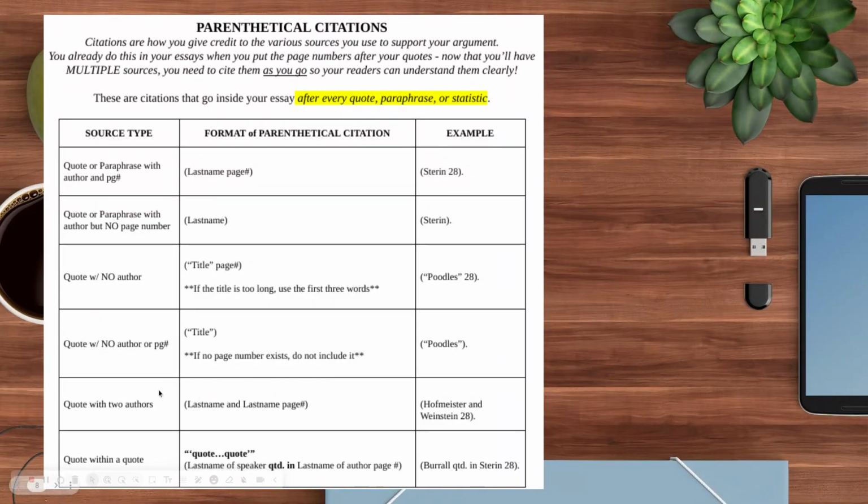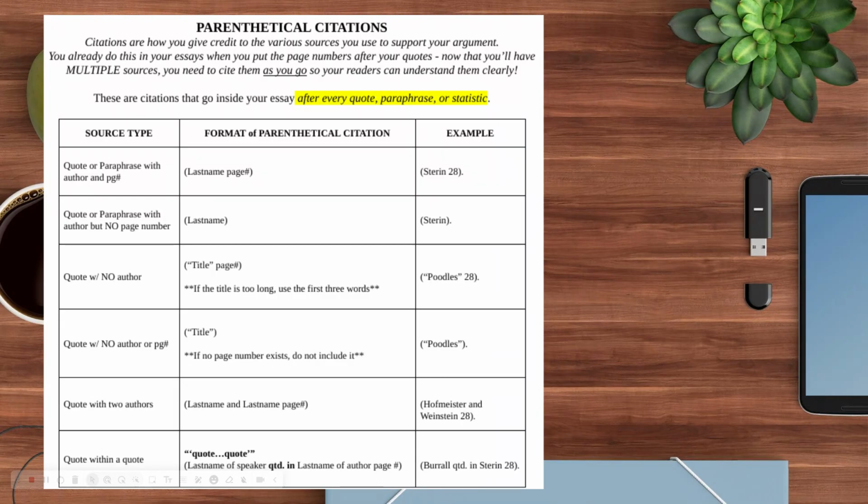Then it is possible that you'll have quotes that are coming from a source that has more than one author, like 2 or more. In that case, what you do is you list the last names of both authors with the word "and" in between, and then a page number if it's possible. So for example, like Hofmeister and Weinstein, 28. Usually these names are arranged alphabetically, right? So that's why Hofmeister comes before Weinstein. But if you see anywhere within your article that it's done differently for some other reason, just go with the order that that's given.